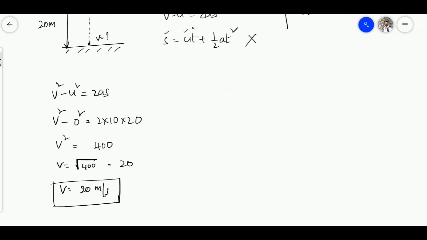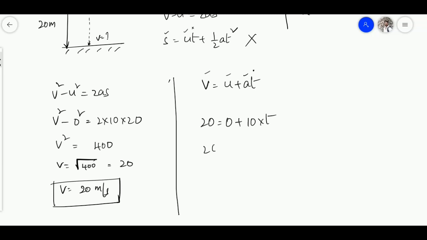Now we also have to find the time. How much time it has taken to fall. Now we have v, so it's very easy. We can use any other equation. v is equal to u plus at. We need to find the t. We know a, we know u, we know v. So that's okay. So 20 equal to 0 plus 10 into t. 20 equal to 10t. t equal to 20 by 10 and t equal to 2 seconds. Simple.